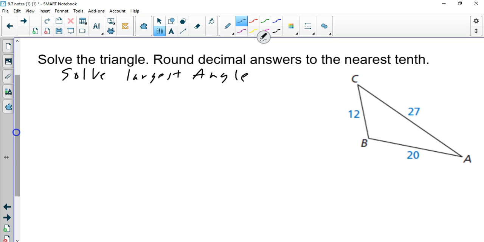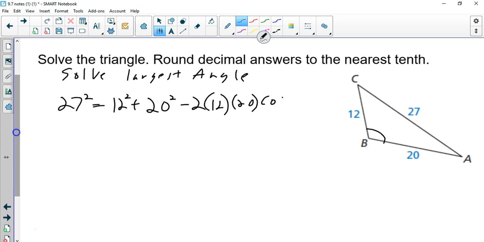Solve the largest angle. There's a complicated reason why you want to do that, but just take it from me. You want to solve for b first. So that means we're going to do b squared equals a squared, which is 12, plus c squared, which is 20, remember just the other two sides, minus 2 times those same numbers, 12 and 20, times the cosine of that angle we're trying to find.